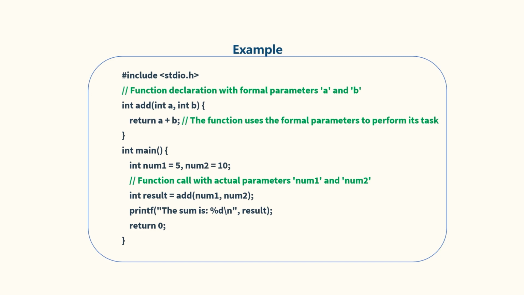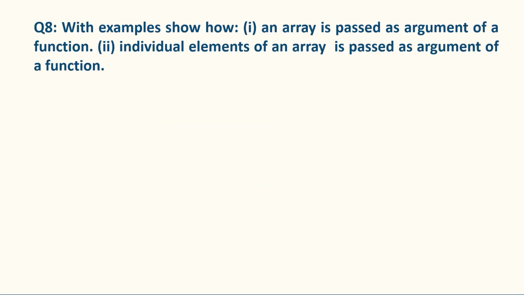Question number 8. With examples show how 1. An array is passed as argument of a function, and 2. Individual elements of an array is passed as argument of a function. Let us see the answer for the first question, passing an entire array.